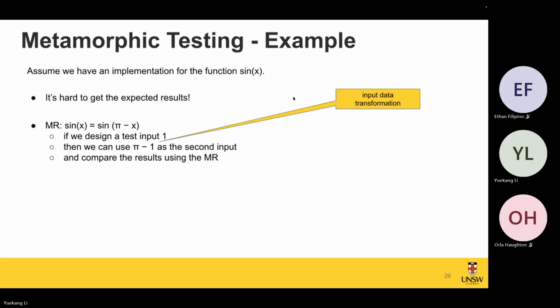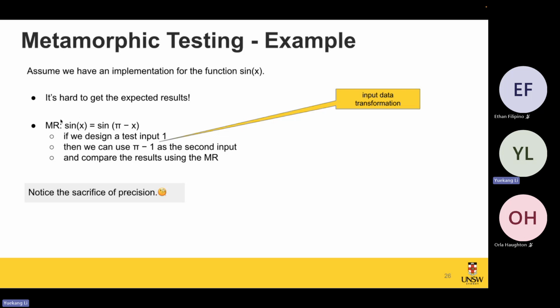So you can see here we can do the input data transformation according to the metamorphic relation we can get. You also notice the sacrifice of precision, right? Because we can only tell whether an implementation is wrong or not, but we cannot fully prove that this implementation is correct. So this is the metamorphic relation.